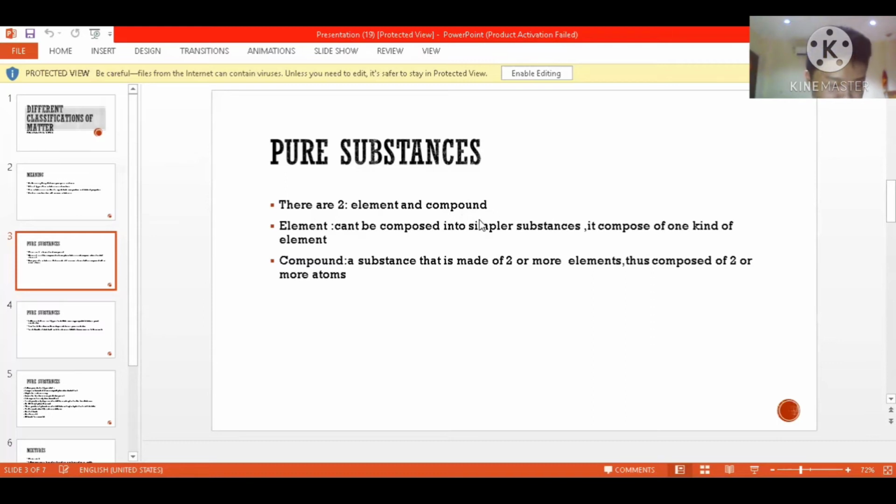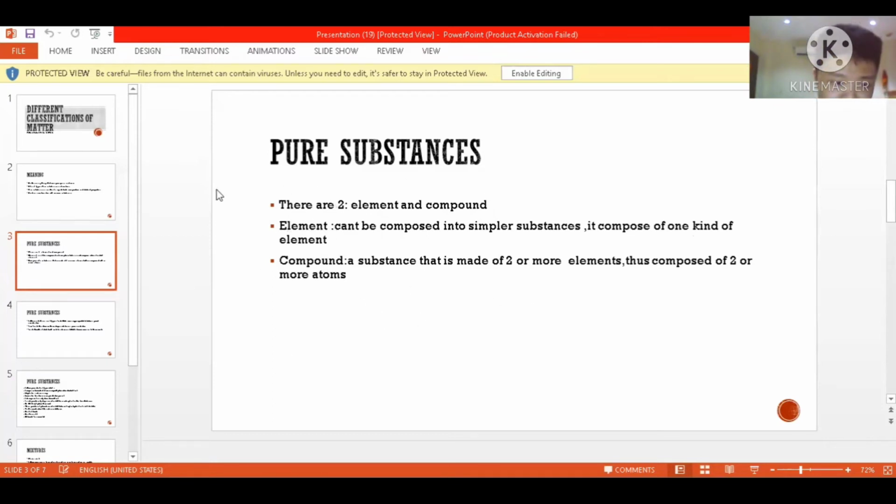And since it only has one atom, and also one more thing, if you want to find examples of elements, they are all in the periodic table of the elements. Now we go to compound, a substance that is made of two or more elements, thus composed of two or more atoms. For example, the element H plus O will become water, H2O. Basically, a compound is a combination of elements. Element 1 with element 2 will combine and become a compound.